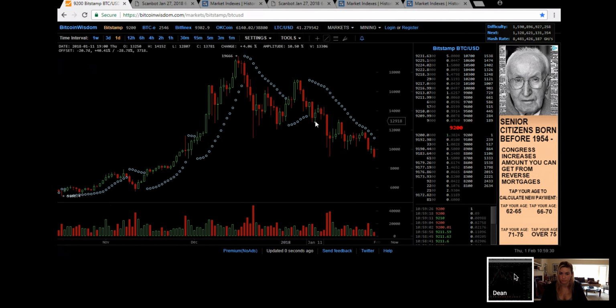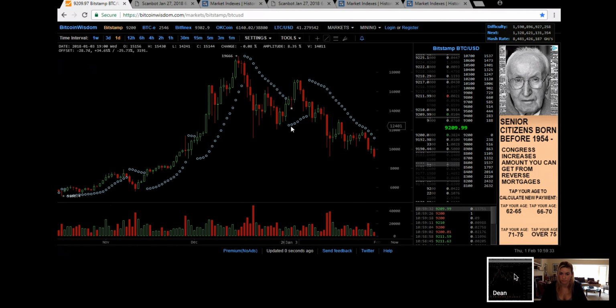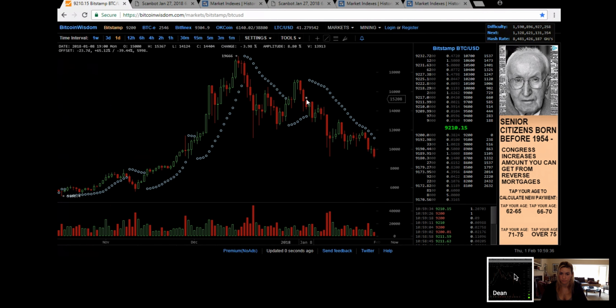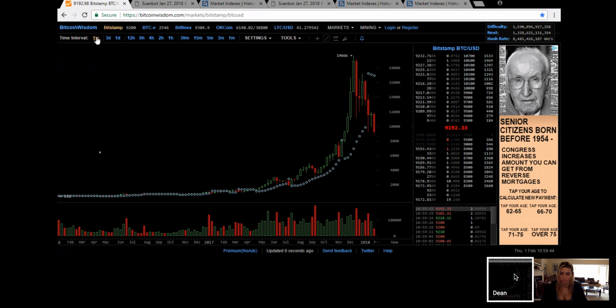And then they become support until they are penetrated, which happened right here. And then we started down again. This is a one-day chart. This is the weekly chart.